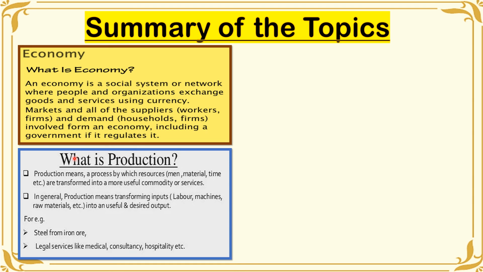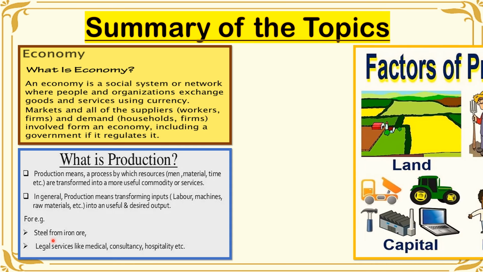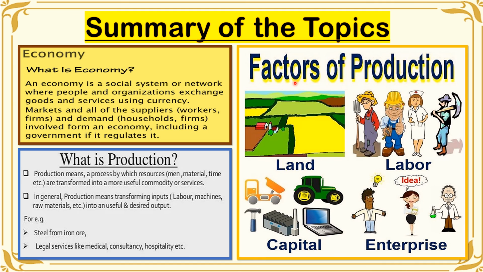Now, the second topic that we have discussed is production. It means a process by which resources like labor, material, and time are transformed into a more useful commodity or service. So in general, class, production means transforming inputs like labor, machines, and raw materials into a useful and desired output. And the last one we discussed is the factors of production. We have land, labor, capital, and enterprise. But I just concentrated on the first three because enterprise is not in your book.